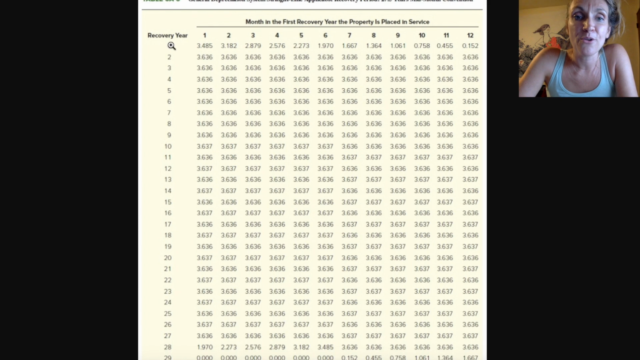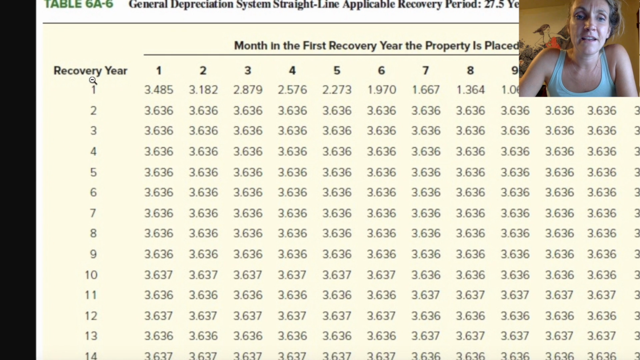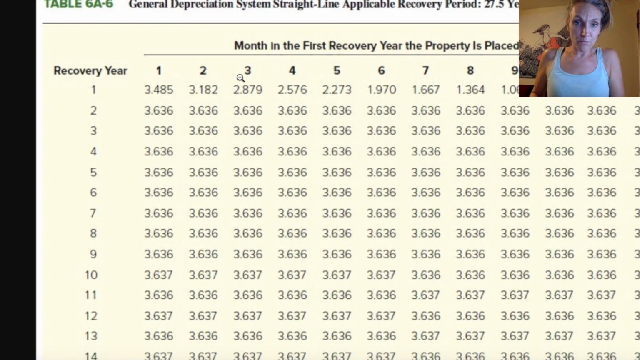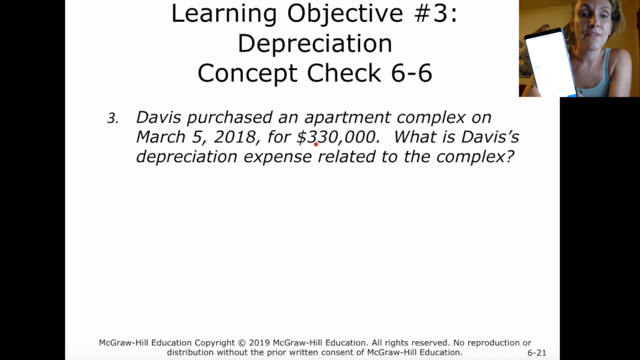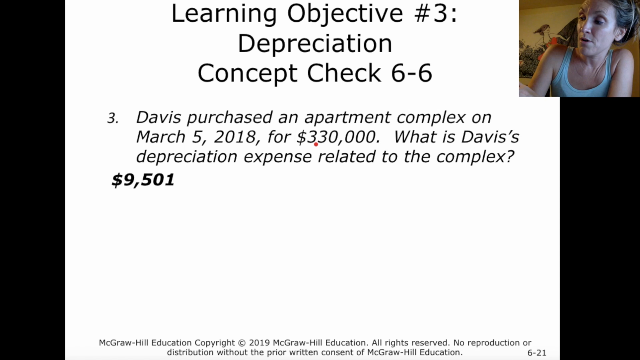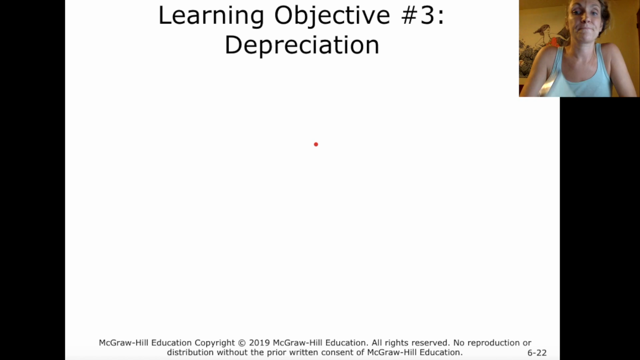So we're going to go year one. Let's zoom in. Year one here. And then we're going to come over January, February, March. And they've already calculated this as a percentage. So we're going to go 0.02879 times 330,000, 9,501 if I round it up.